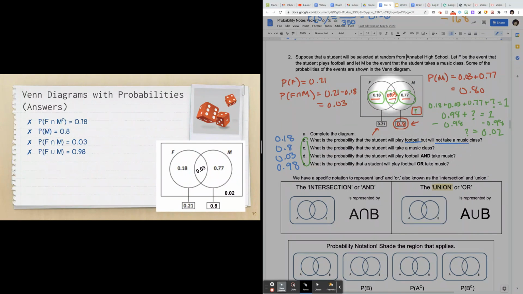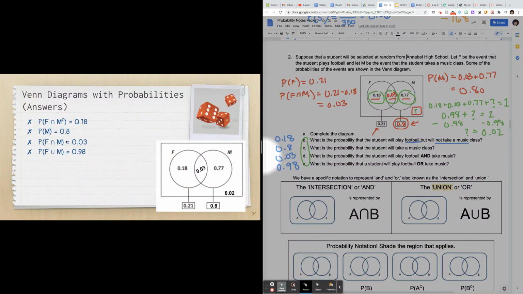Okay. The next one says, what's the probability that a student plays football and takes a music class? So remember, that's the intersection part. So it's where those two circles overlap. So that's 0.03. And the way that that's written in probability notation, you can see it on the left-hand side. So it's F and M.